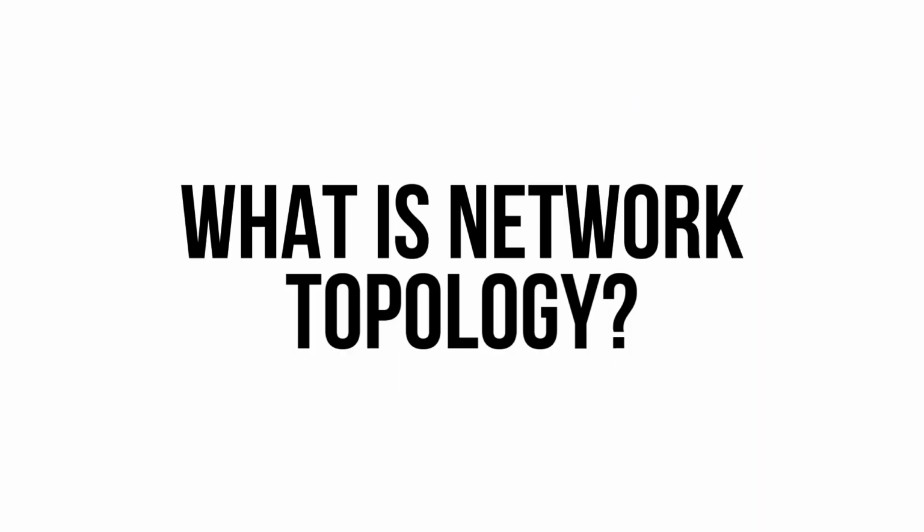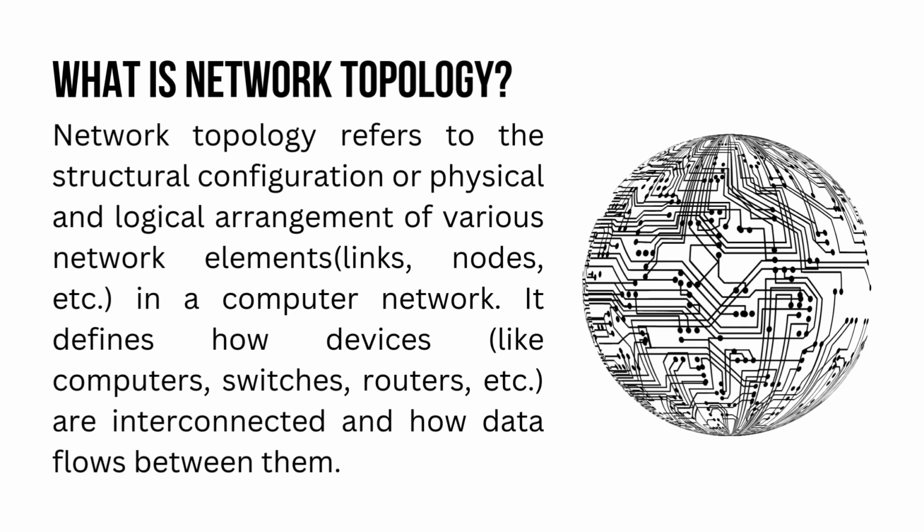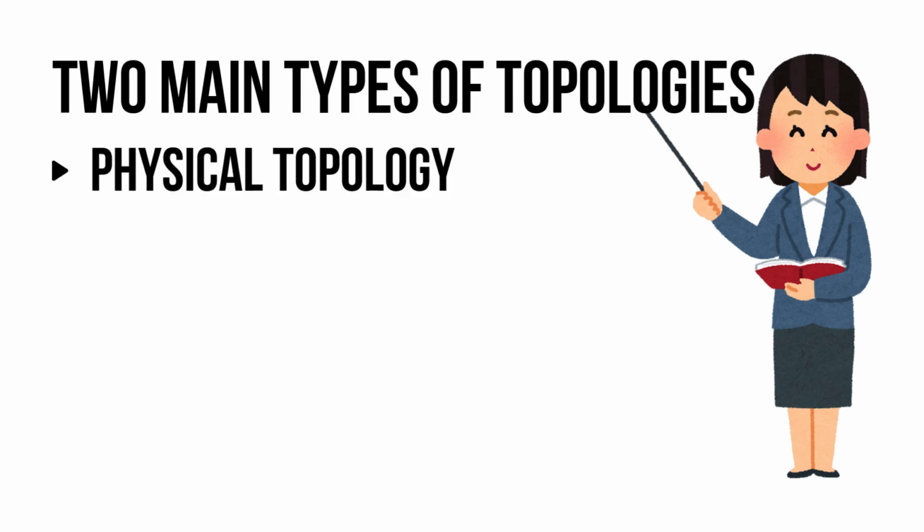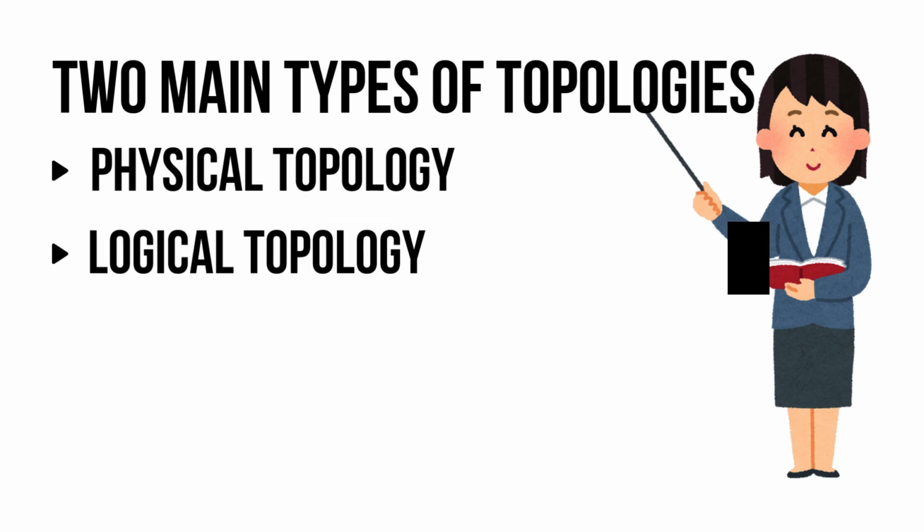So, what is network topology? Network topology is the layout or arrangement of different elements like nodes, links, etc. in a computer network. It describes how these nodes are interconnected to each other. Now, topology can be broken down into two main types. The first one is physical topology and the other one is logical topology.